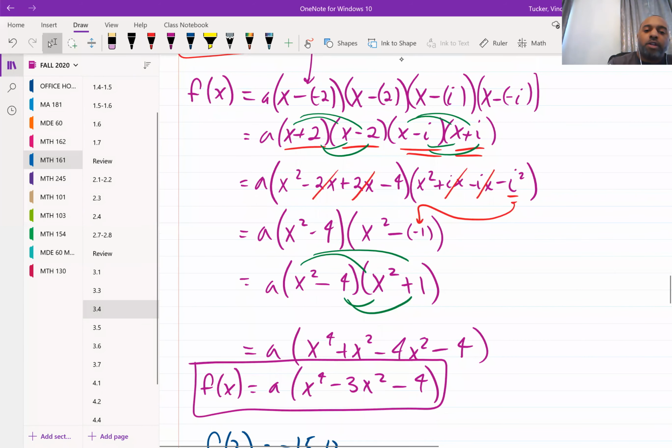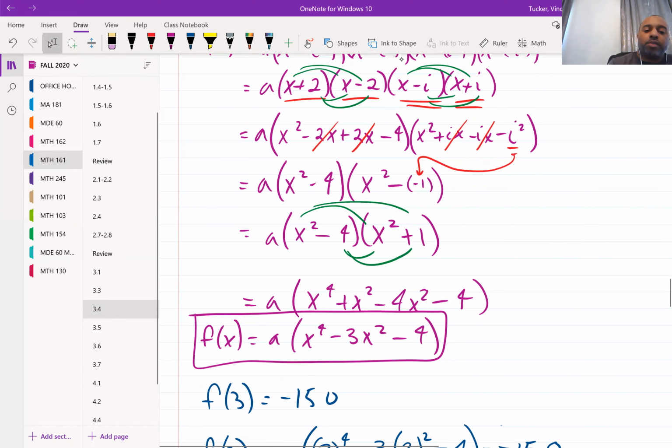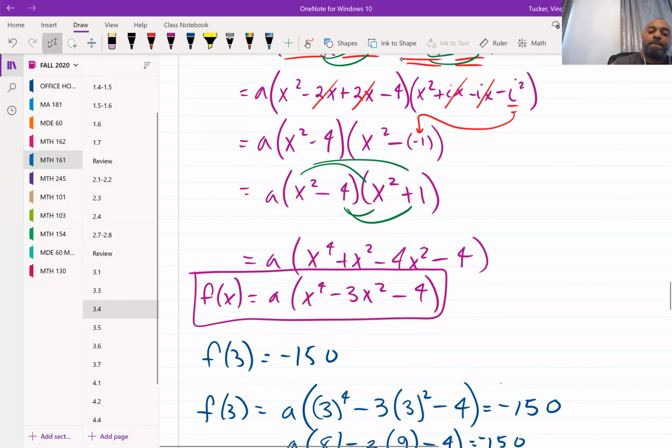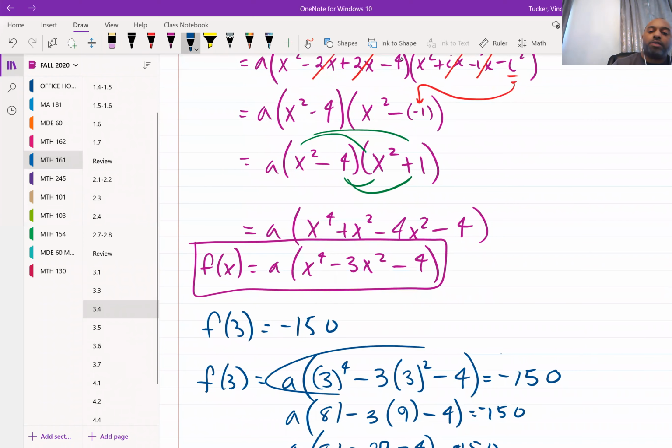All right. So now we have to bring in that initial condition. F of 3 is equal to negative 150. So when I plug 3 into this function, I'm supposed to get out negative 150. That's what I did right here.